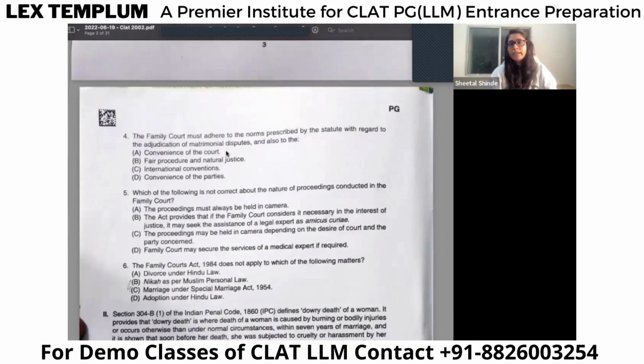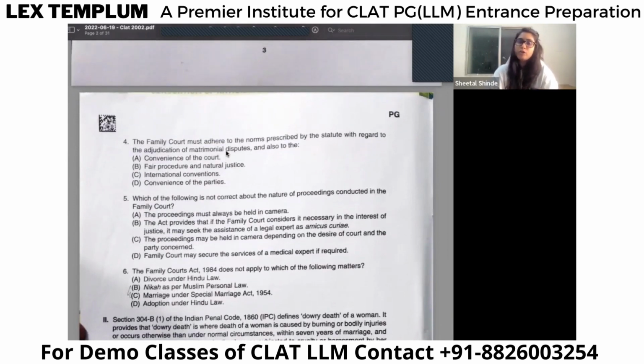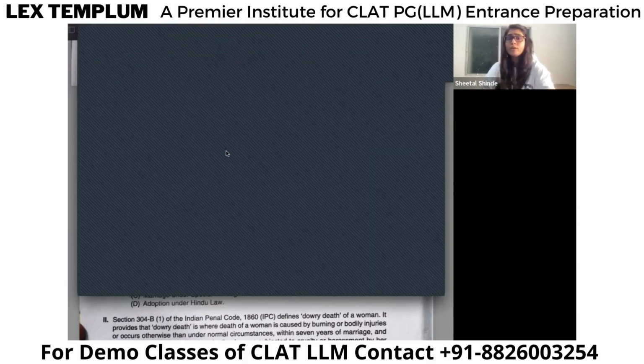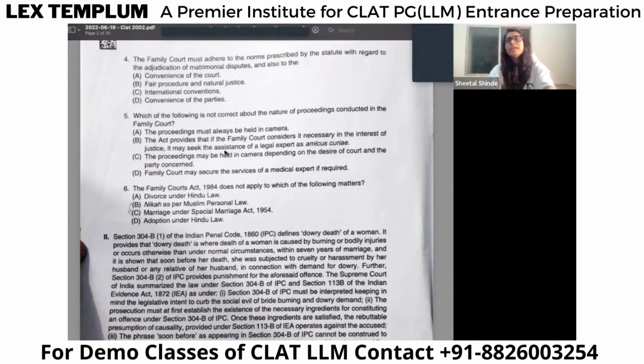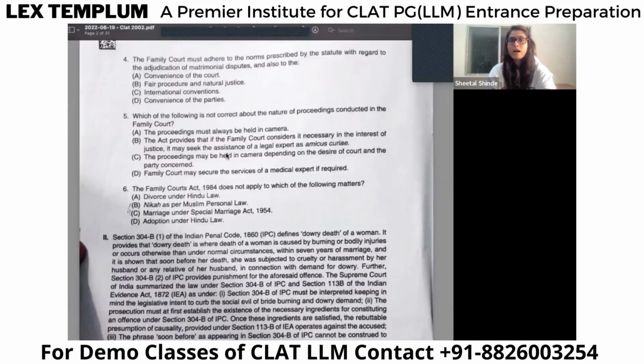Now, for the fourth, the Family Court must adhere to the norms prescribed by the statute with regard to the adjudication of matrimonial disputes. Again, this is a static question, but all 6 questions have been discussed in that particular case, Aman Lohia. So the answer to that question is B, fair procedure and natural justice. Now, the answer to the 5th is A, and the answer to the 6th is nikah as per Muslim personal law.